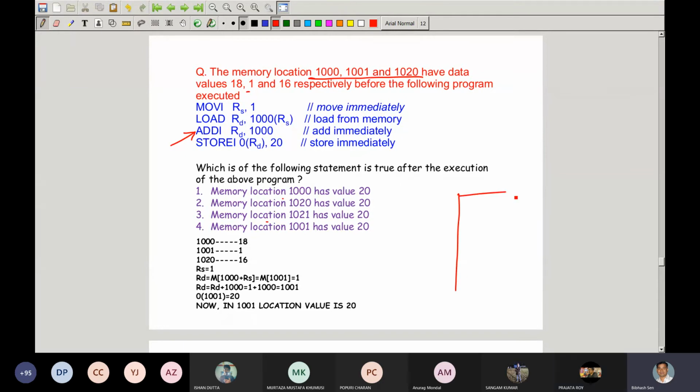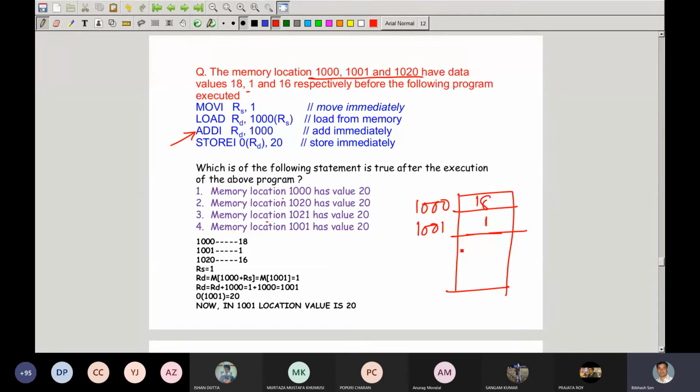First you have to write it in this way. In the given part, location 1000 has data value 18. Then I am writing 1001, the next location, since it is byte addressable. That's why I am writing consecutively. It contains 1 only. For every question you have to first write it in this way, then it will be easy to understand.